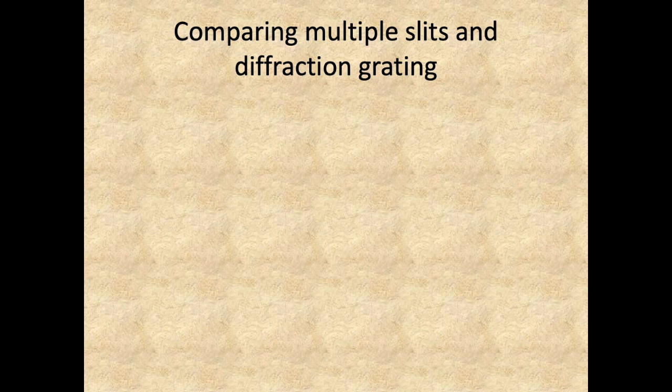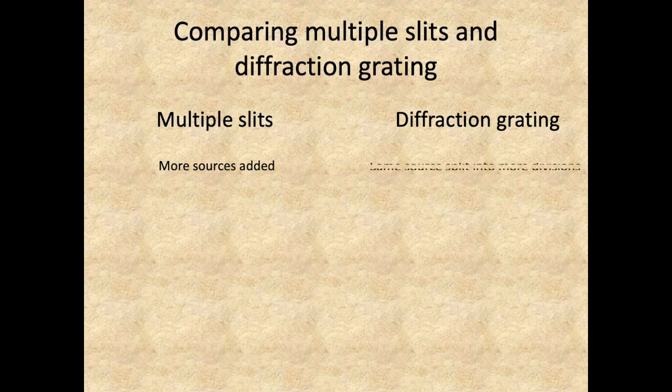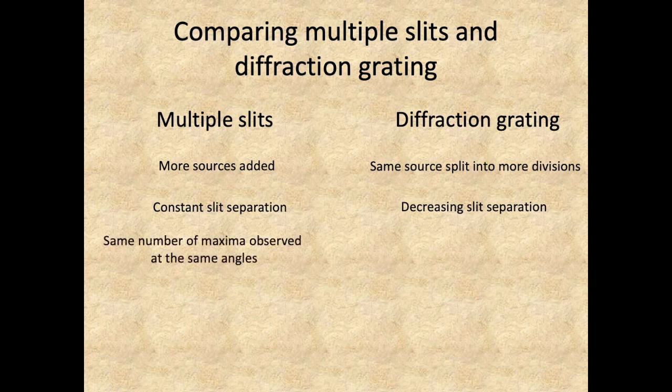A final word on comparing multiple slits and diffraction grating. If there are multiple slits, there are more sources added. If there's a diffraction grating, same source is split into more divisions. That means in multiple slits case, there's a constant slit separation. In the diffraction grating, as the number of lines per millimeter increases, the slit separation decreases. This means in the multiple slit case, same number of maxima observed at the same angles, the same locations. And in the diffraction grating, angle to each maxima increases because of the decreasing slit separation and slit width.